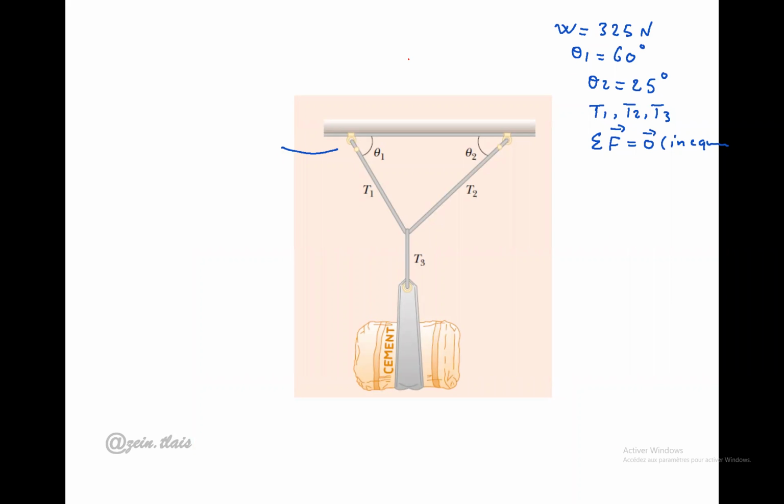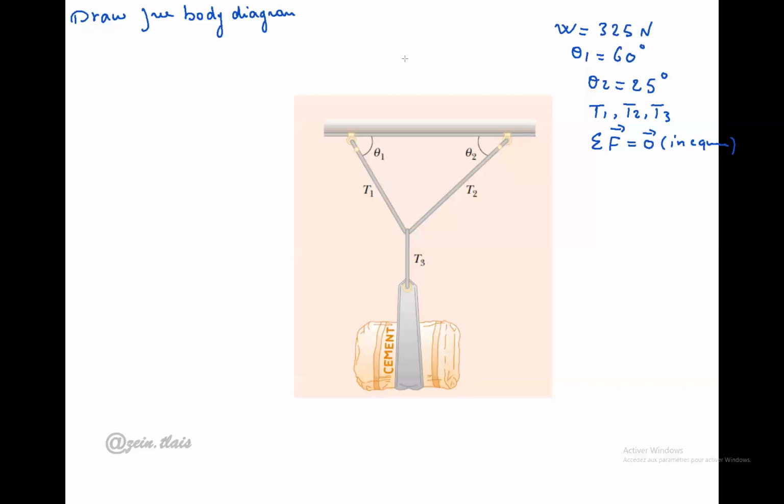Here we have the object, tensions T1, T2. First of all, I ask you to draw the free body diagram. I mean, I have to draw all the forces on the object.